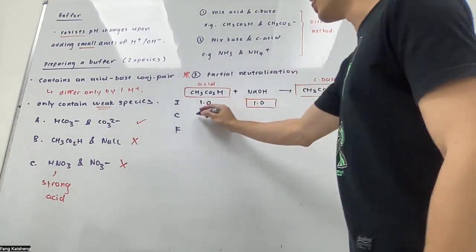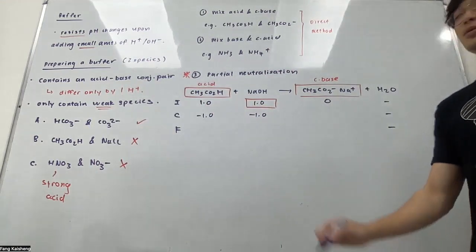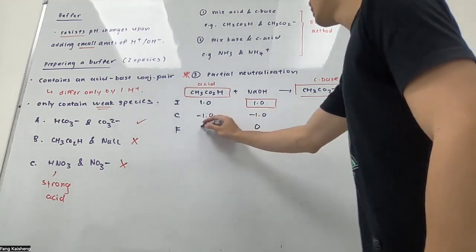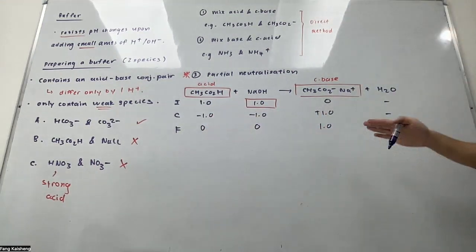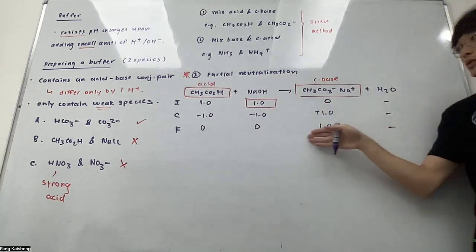Now this one don't really need to write first. You can take a look. Of course, all will react, right? So you -1, -1, right hand side will +1. Look at the final values. Final means after the reaction is complete. Look at the values at the bottom.